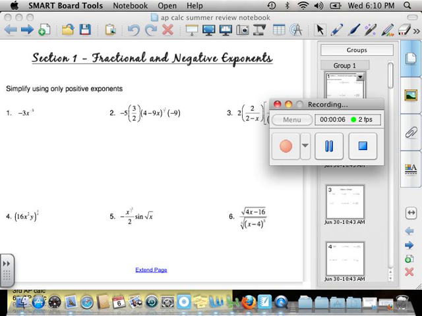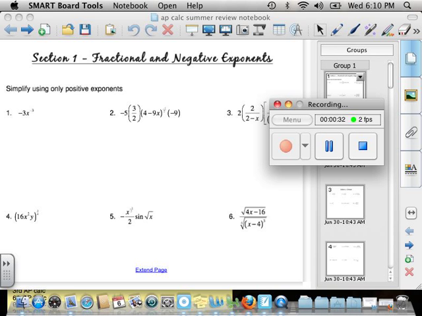I have created this summer packet to help you prepare for AP Calculus. It's my hope that with this packet we'll be able to spend more time on the more difficult calculus concepts instead of reviewing all of the algebra that you should know already. I'm going to start with section 1, fractional and negative exponents. I'm going to do some random examples throughout each section. If you have more questions, feel free to email me and I will answer the rest of your questions.